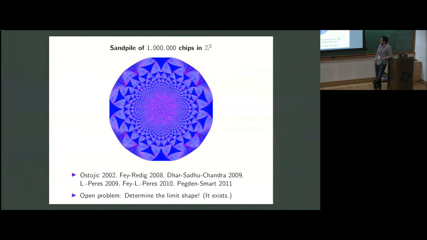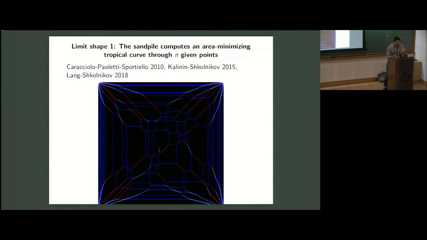And there was a breakthrough in 2011 when Pegden and Smart proved existence of a limit shape. So you take n to infinity, and rescale your picture so that it has area 1. We know that there's a limiting shape. It's still open to determine what the shape is. Okay, I'll skip the next couple slides.